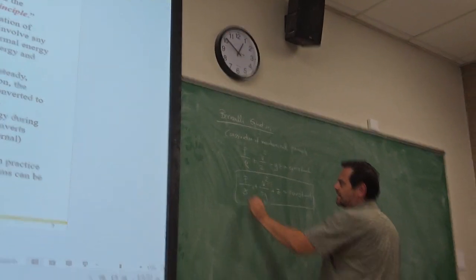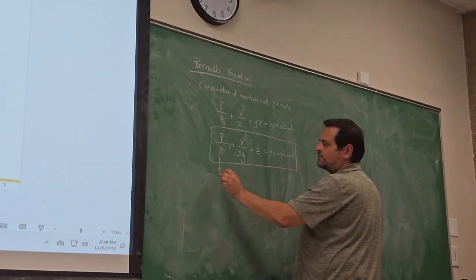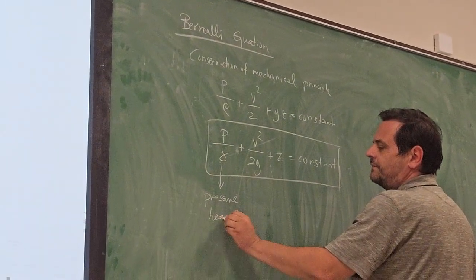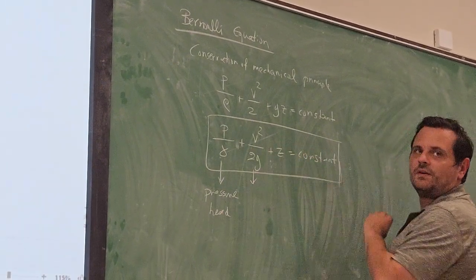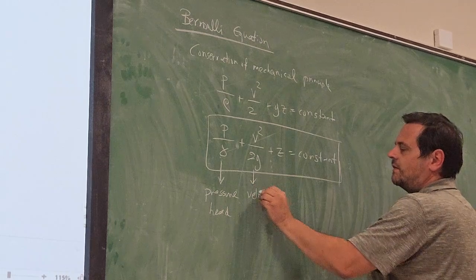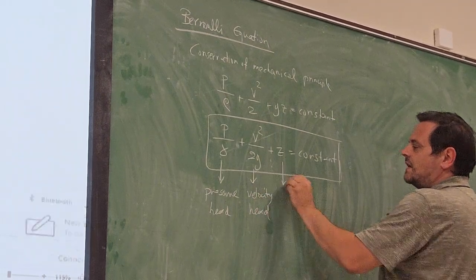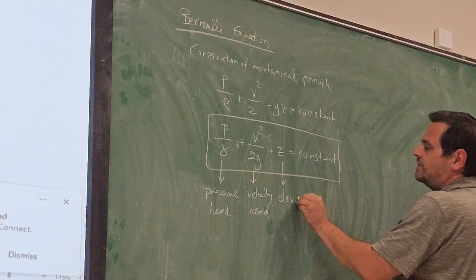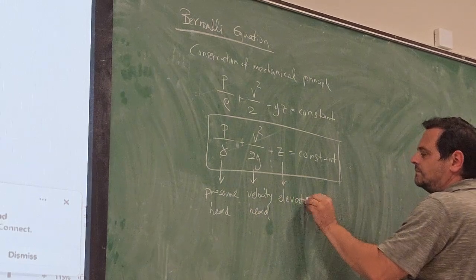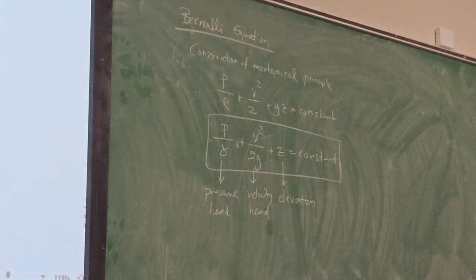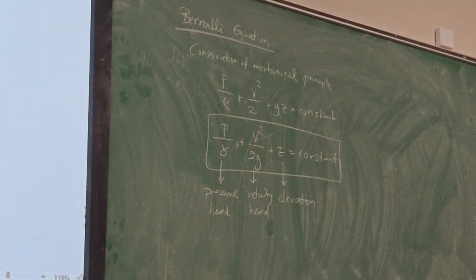And we said that this has 3 terms. This is the pressure, so this is the pressure term or pressure head. The V is the velocity, so that is the velocity head. And this is the elevation, just elevation. Not elevation head, just elevation. Okay?